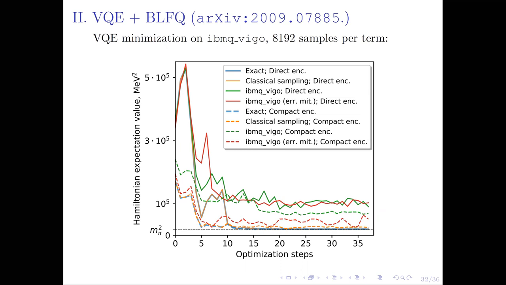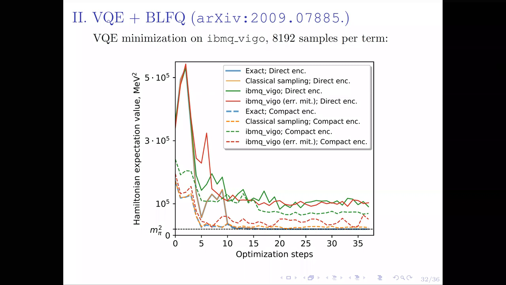The blue line is calculating the expectation value of the Hamiltonian using the state vector representation. So there is no quantum computer involved whatsoever. This is just a benchmark test of our minimizer. We want to make sure that the minimization algorithm works correctly, and it does. So we see that both blue lines converge perfectly to the true ground state. The orange line is classical sampling. This is still done on a classical computer, but in this case, we are calculating the expectation value of the Hamiltonian using sampling from the exact probability distribution. And the reason I show it here is because this is basically what the performance of a perfect quantum computer would be.